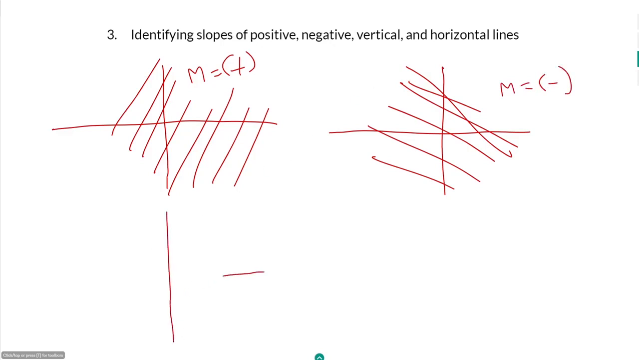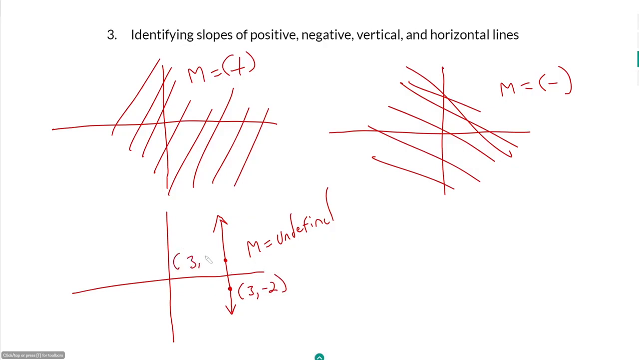We have a vertical line in the coordinate plane, that would be something like this, that has a slope that is undefined. And the reason for this is it all goes back to just the fact that you cannot divide by 0. So if we were to plot 2 points on our vertical line here, say this point here was 3, negative 2. Then we had some other point here, 3, positive 2.